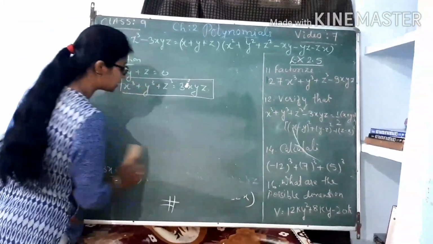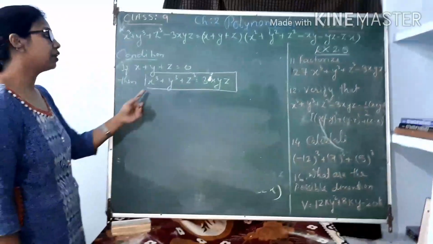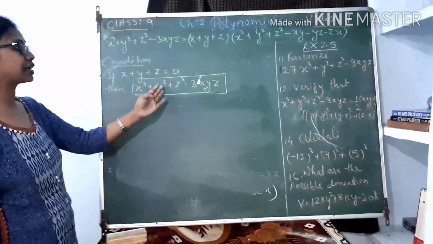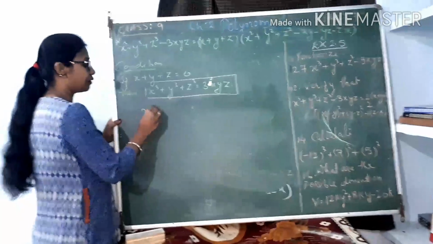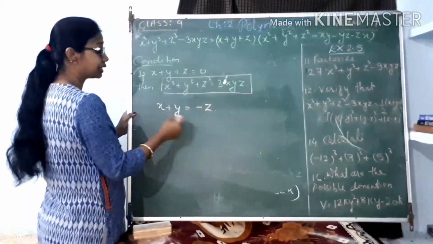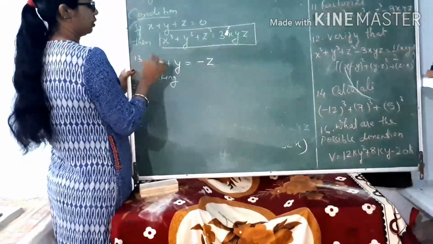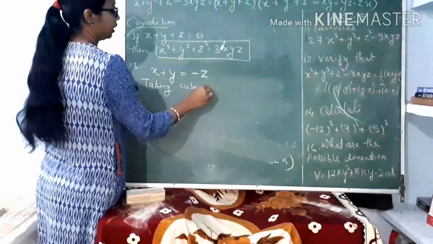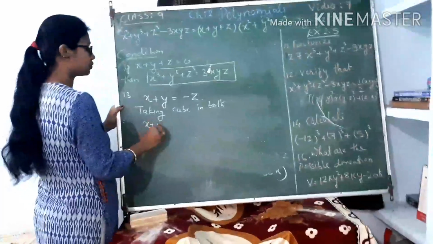Question number 13 was, if x plus y plus z equals 0, show that x cube plus y cube plus z cube equals 3xyz. You can solve this by writing x plus y equals minus z. Taking the cube on both sides, we will get x plus y whole cube equals minus z whole cube.